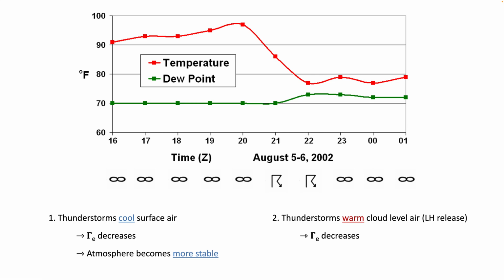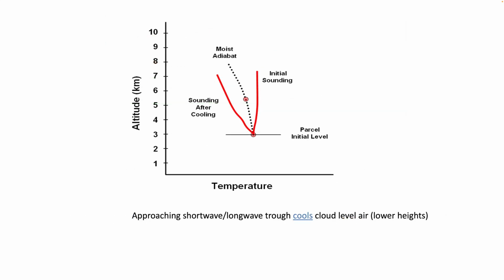So just imagine that you get cooling at the surface and warming at the upper levels, and that actually causes our environmental lapse rate line to become less diagonal and more vertical, so that our environmental lapse rate is decreasing quite a bit. So latent heat release at cloud level, as we get our clouds and our precipitation forming, can also make the atmosphere more stable.